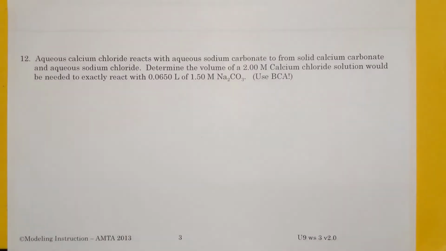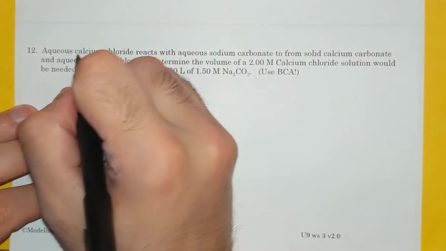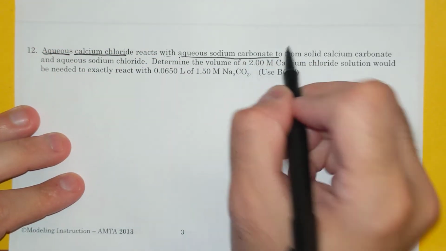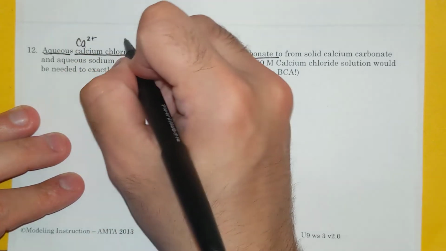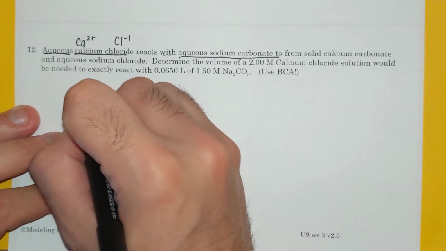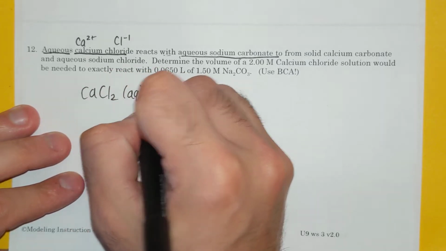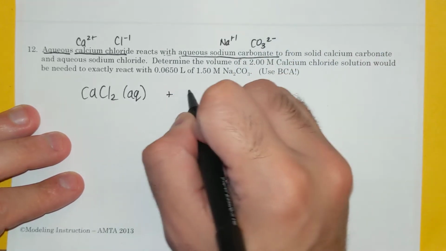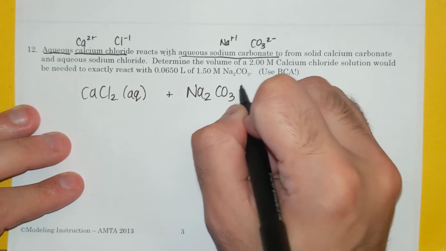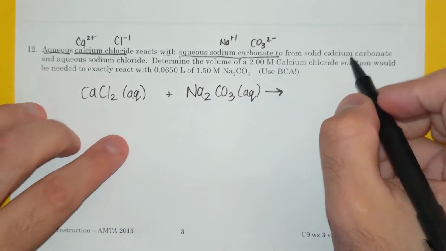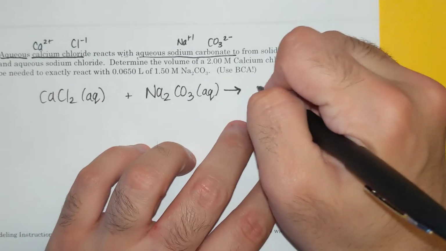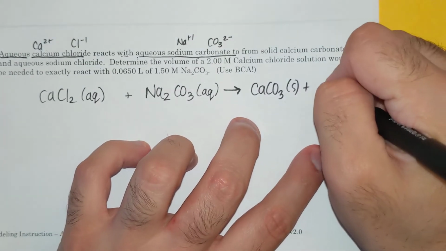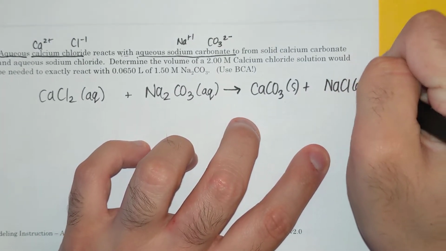Okay? And then for number 12, I'm going to jump us down now. It says aqueous calcium chloride reacts with aqueous sodium carbonate. So I'm going to start writing it. Calcium is Ca2 plus. Chloride is Cl minus 1. Crisscross method, CaCl2 aqueous. Sodium carbonate, Na plus 1. Carbonate is CO3 2 minus. Crisscross method is Na2CO3 aqueous. To form calcium carbonate, CaCO3 solid, and aqueous sodium chloride, NaCl aqueous.